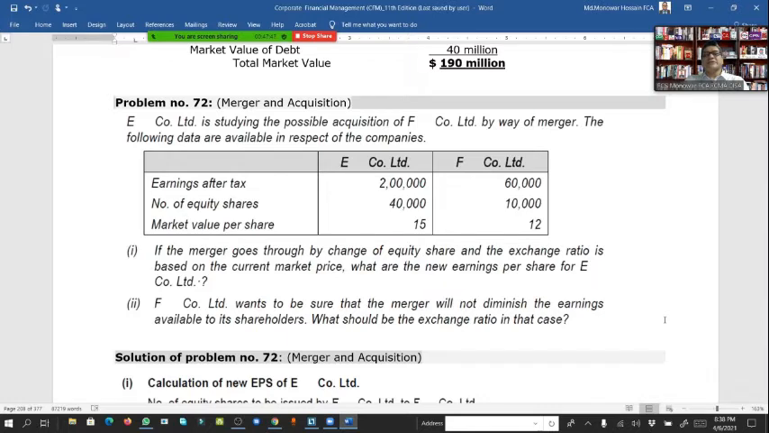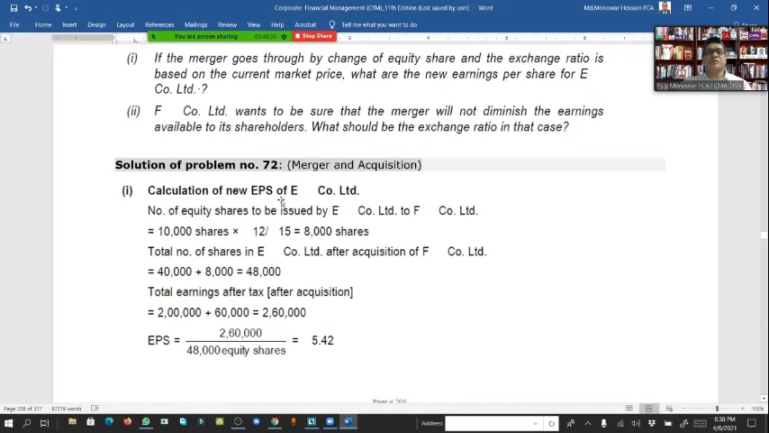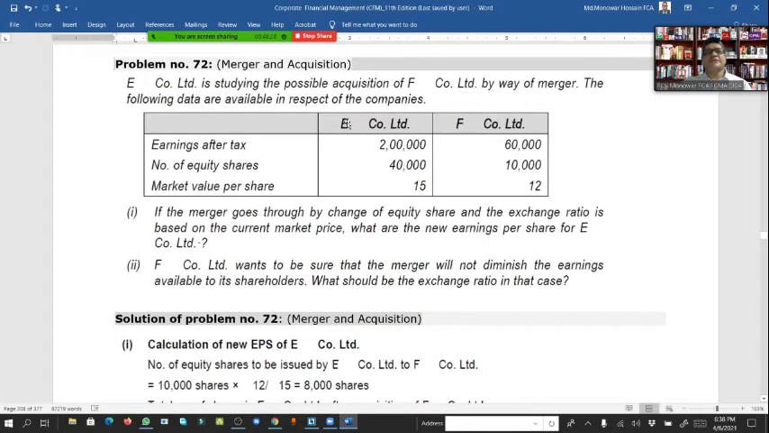Earnings after tax: E Company 2 lakh, F Company 60,000. Number of equity shares, that is ordinary shares: 40,000, and F Company 10,000. Market value per share: here taka 15, here taka 12. If the merger goes through by exchange of equity shares, and the exchange ratio is based on the current market price, what is the new earning per share of E Company Limited? So if we see this one here, calculation of new EPS of E Company. So E Company is the acquiring company.